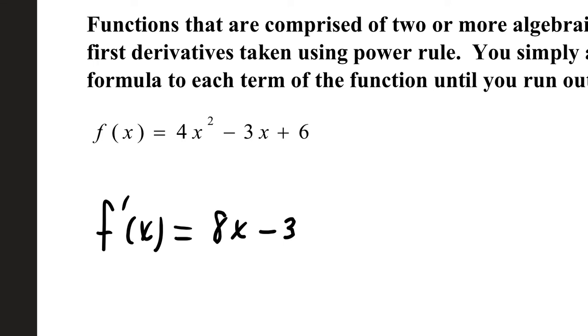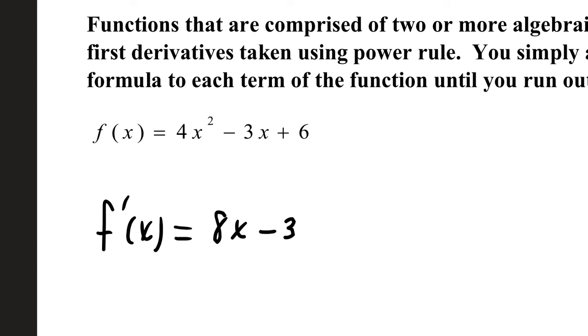On this example, we have f of x equals 4x squared minus 3x plus 6. This function actually has a valley shape to it. It's a parabola, and if you were to graph this in a graphing calculator, you'd see what I mean. We're just here simply to take derivatives, so I'm not going to graph it.